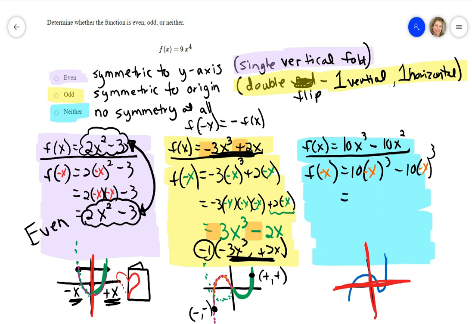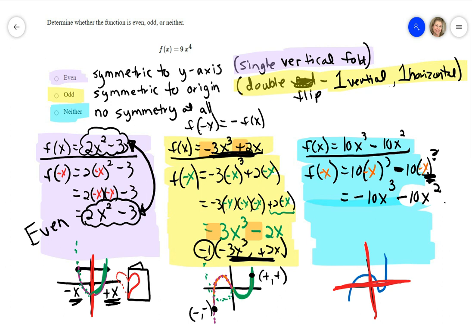So this is going to be 10 times a negative x cubed. Negative x times negative x times negative x is a negative x cubed. And times a 10 is a negative 10x cubed. And then this would be, again, negative x times negative x times negative x, which is negative x cubed. But then you're taking it times a negative 10. So that's a positive 10x. I'm sorry, shoot. That was supposed to be a squared. Okay, try it again. Negative x times negative x is positive x squared. So I have a negative 10x squared.